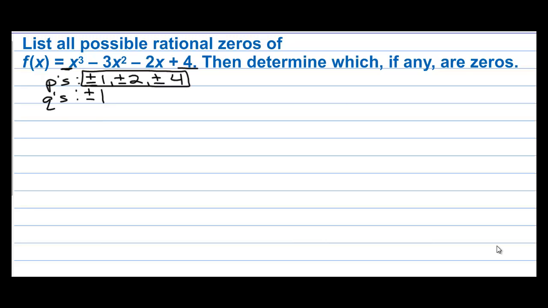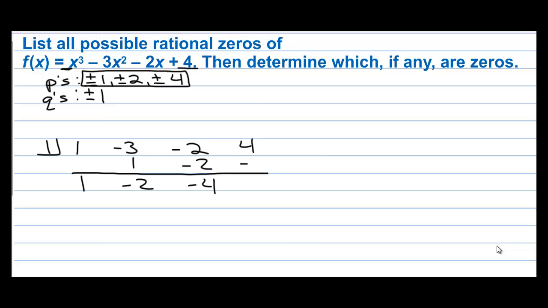Well, let's start with the very first possible zero we could have, and that is 1. And we'll plug this in synthetically. 1, negative 3, negative 2, and 4. Let's bring down the 1, multiply by 1, that's negative 2. We have negative 2, that's negative 4, negative 4, and that is 0. Now we find out that 1 is one of the zeros. So our first answer is 1 is a zero.